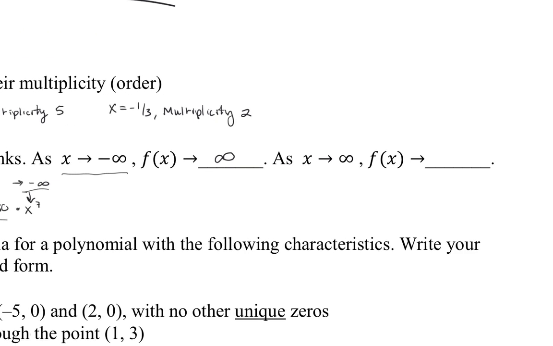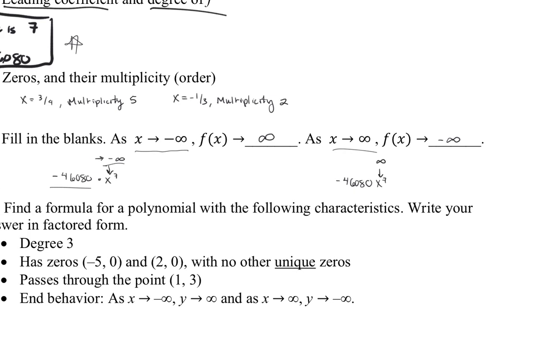Then as x goes to positive infinity, similarly, we're going to look at negative 46,080, x to the 7th. As x goes to infinity, this part is going to go to infinity. We'll have a negative number times a positive number that will give us approaching negative infinity.